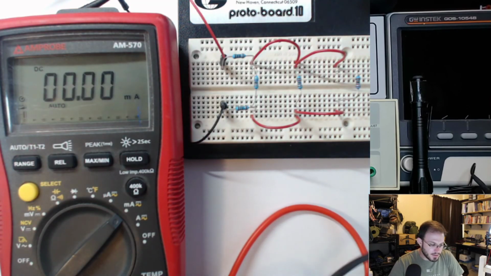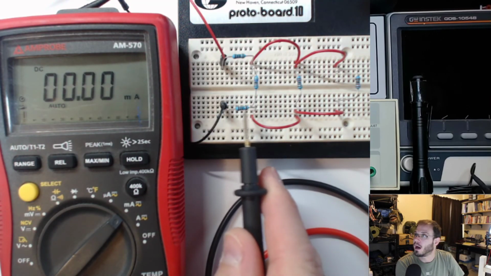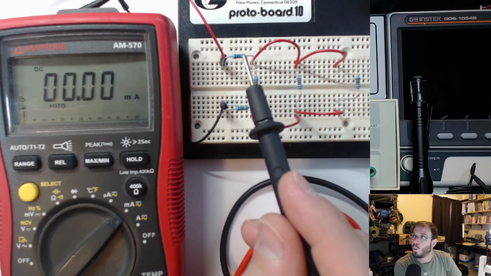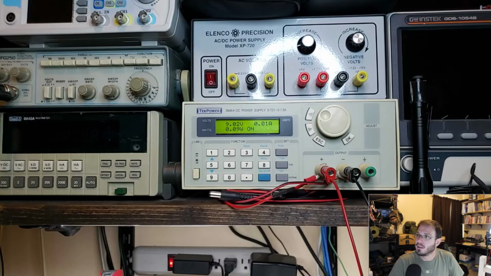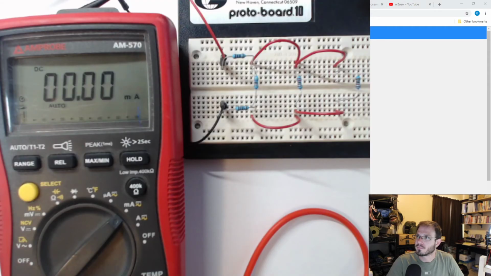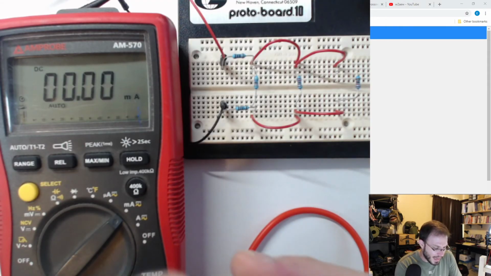Let's go ahead and look at R5. R5 is this bottom resistor. Okay, now the current going through R5 should be the same current going through R1, right? If you look at our circuit, the current going through R1 is our total current. The current going back into our 9-volt source through R5 is also the total current. This should be the same value as what we had up here. Let's go ahead and check that.